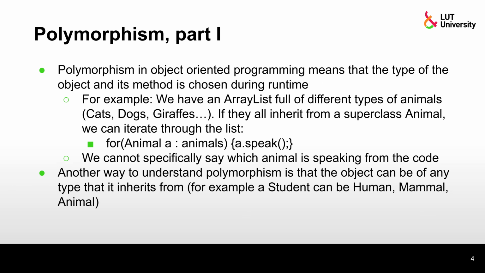Another way to understand polymorphism is that the object can be of any type that it inherits from. For example, a student can be a human, mammal, animal, or a starship can be a rocket, or a hedgehog can be a mammal, these kinds of things. So we can use those superclasses when we are building, for example, an array list.